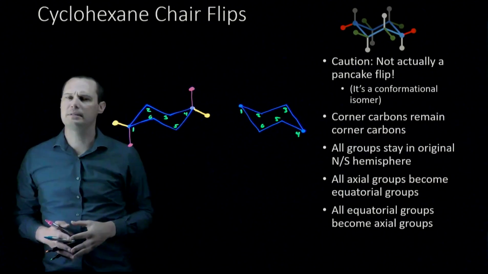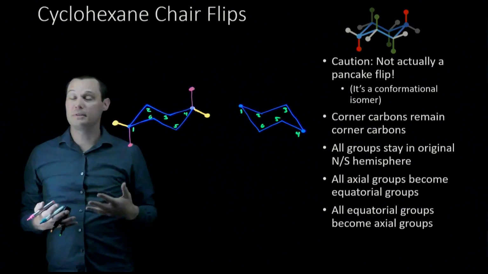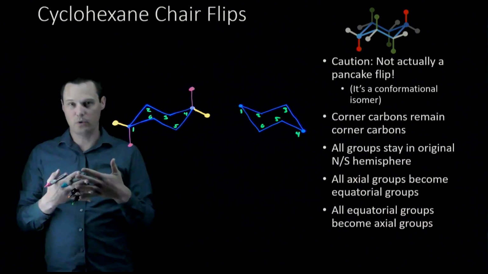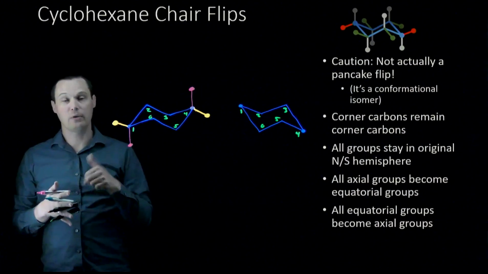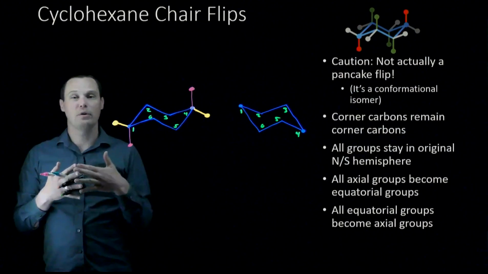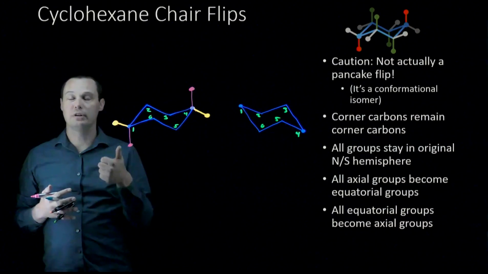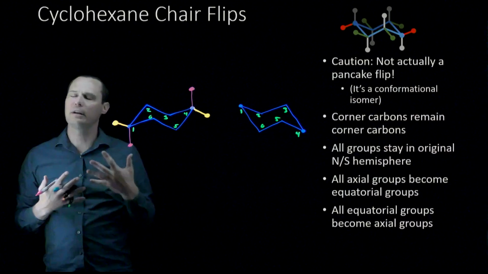I think this is one of the reasons that cyclohexanes are so confusing for students, because we've got all these terms and definitions and they don't have a one-to-one correlation. Wedges, dashes, northern hemisphere, southern hemisphere, equatorial, axial, they all mean something with chair structures, but they don't have a one-to-one correlation. Something that's a wedge in one structure is equatorial in one chair structure, but axial in another, and it gets a little bit confusing.